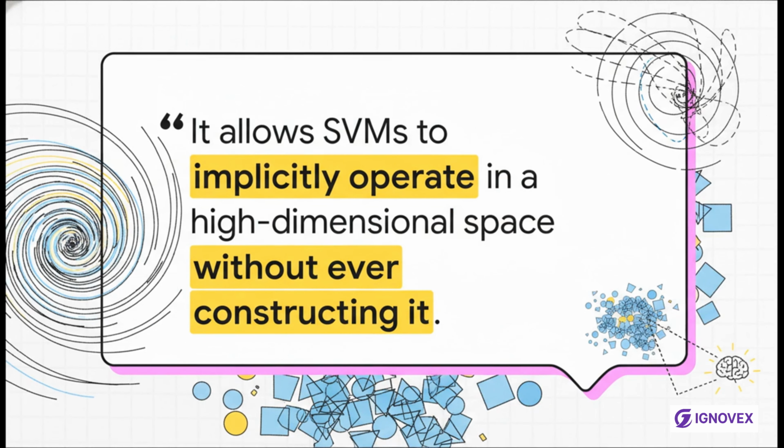This quote from the source material just nails the magic of it. The key word here is implicitly. The SVM acts as if it's working in a more complicated space, but it never, ever has to actually build or compute that space. It's just pure mathematical elegance.